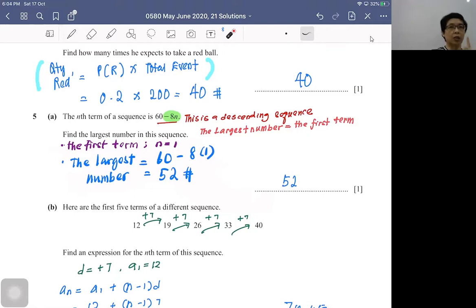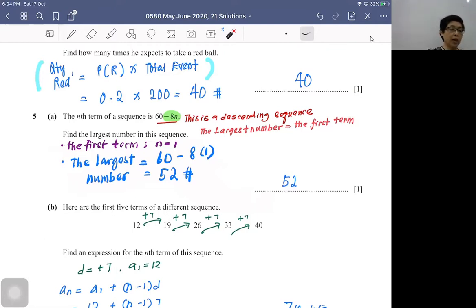For example, first term, we will have n equals 1. Second term, n equals 2. Third term, n is equal to 3. So by doing that, that's how we get it. Now for this particular series, it says the nth term is 60 minus 8n. Find the largest number in the sequence.